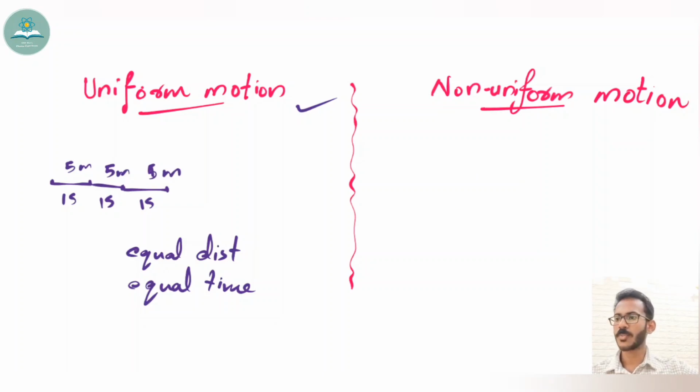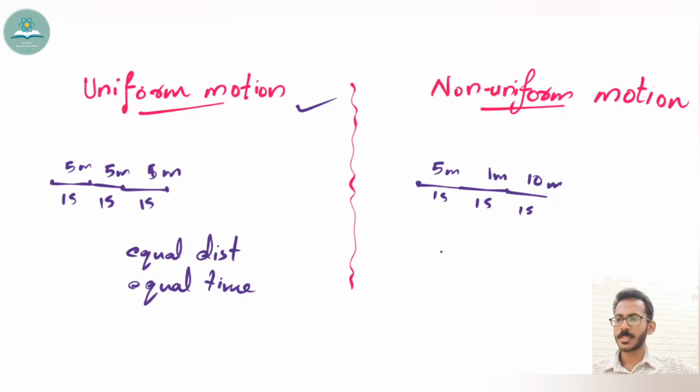Now in the case of non-uniform motion, imagine the same case. In the first 1 second, when we observe, the object is covering a distance of 5 meters. Next 1 second, when we observe the object, it only covered a distance of 1 meter. In the next 1 second, it covered a distance of 10 meters. So first it covered 5 meters, then it covered a very small distance, that is 1 meter, then it covered a huge distance, that is 10 meters. In traffic and all, this will happen.